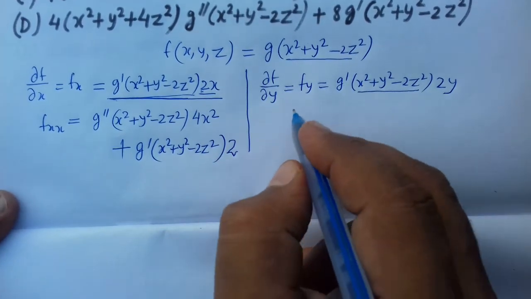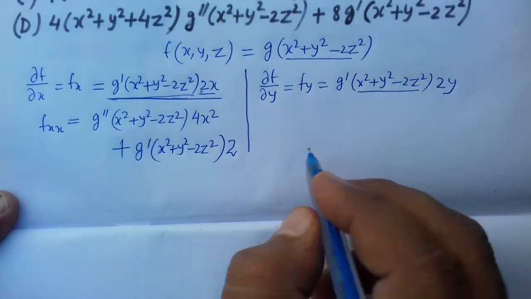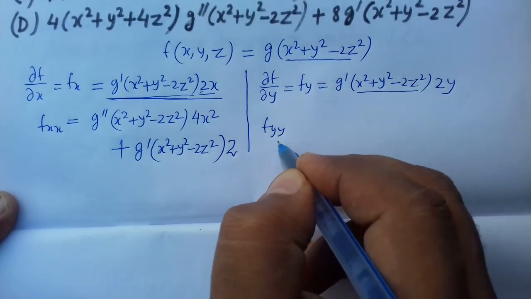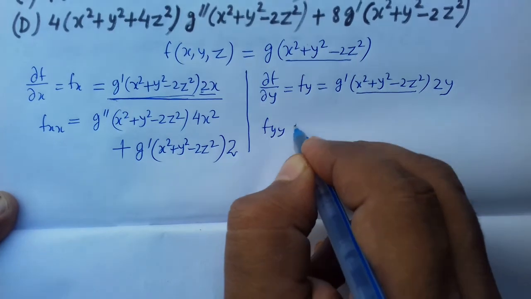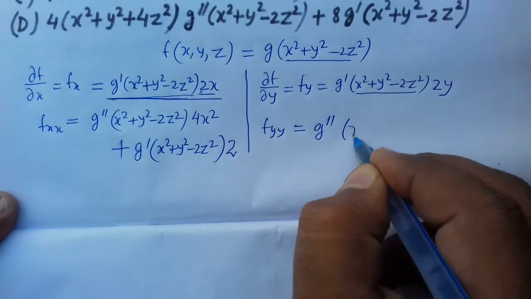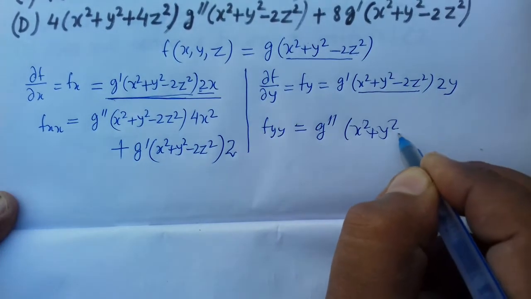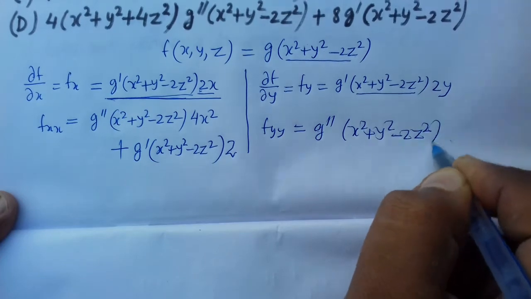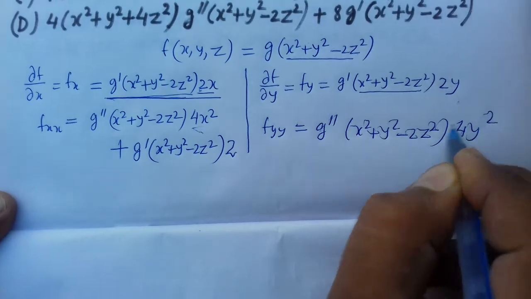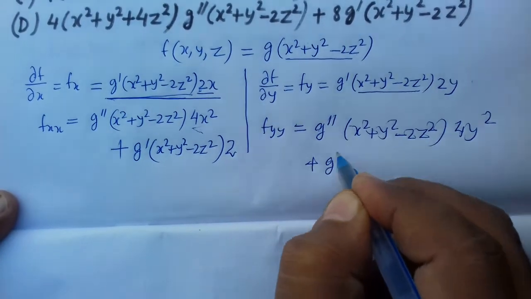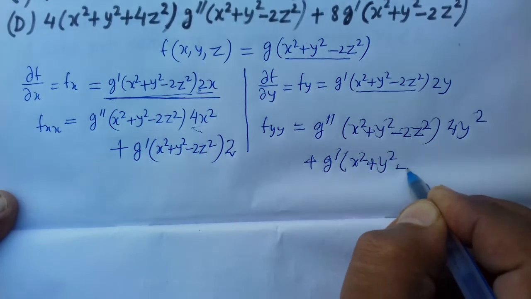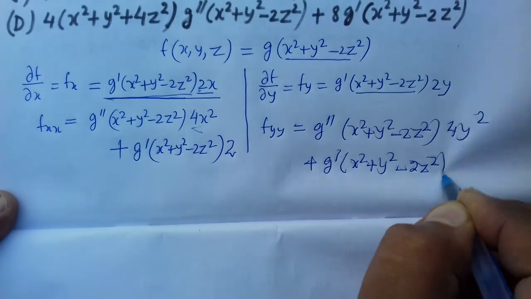In the same way here, f_yy is ∂²f/∂y², so this will be, according to this, g''(x² + y² − 2z²), this time here you see 4x², here will be 4y², plus g'(x² + y² − 2z²) into 2.